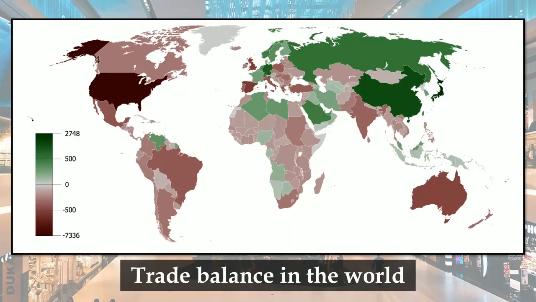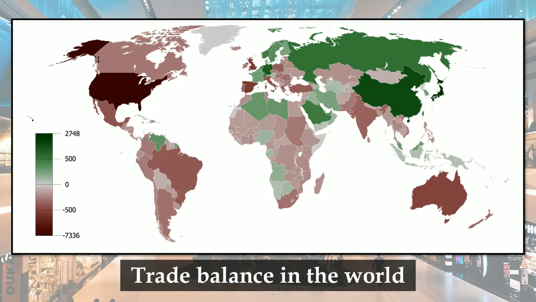This kind of trade involves importing, so buying from a foreign country, and exporting, selling to a foreign country. The difference between imports and exports is recorded in the trade balance. If it's positive, it means that exports are greater than imports. In this map, the green countries. If it is negative, the imports are greater than exports. In this map, the red countries.